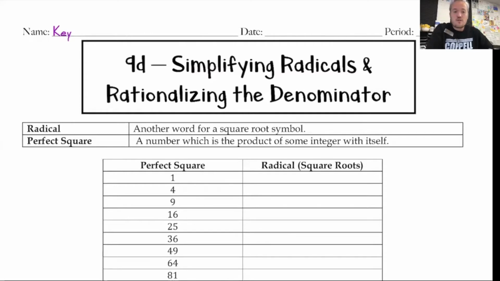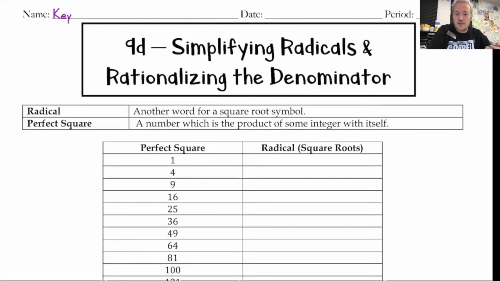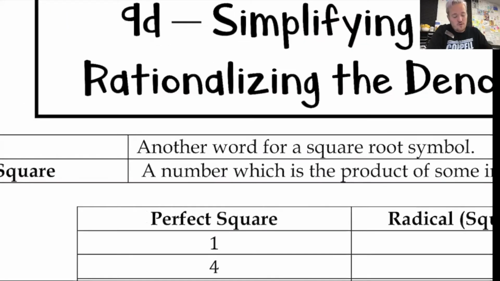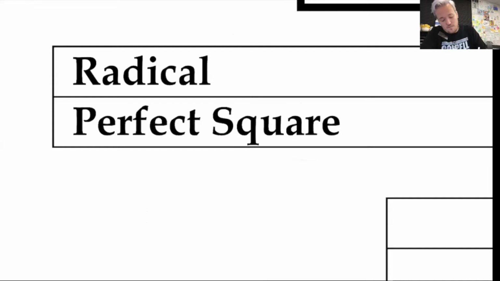All right, so just to kind of introduce some vocab. When I say a radical, we're really just looking at the square root symbol. So over here, a radical is literally just taking the square root. All right, so that's what we're going to be focusing on.